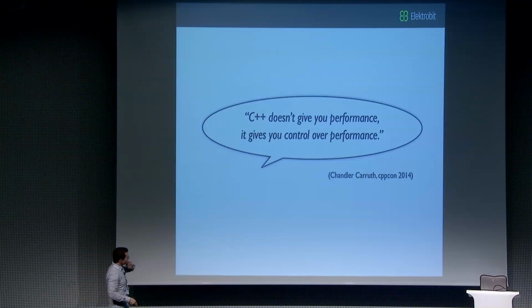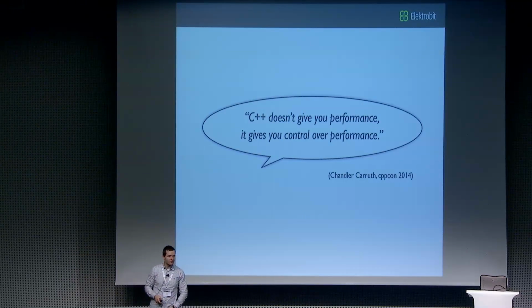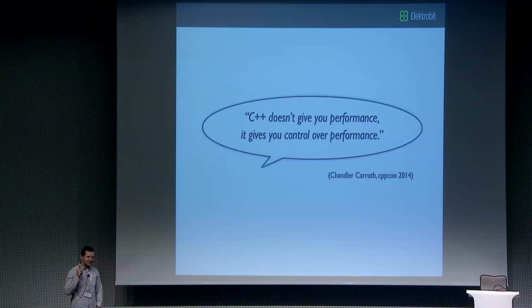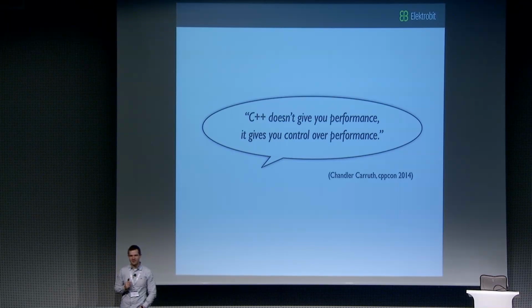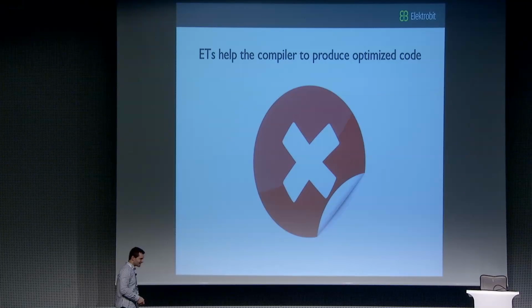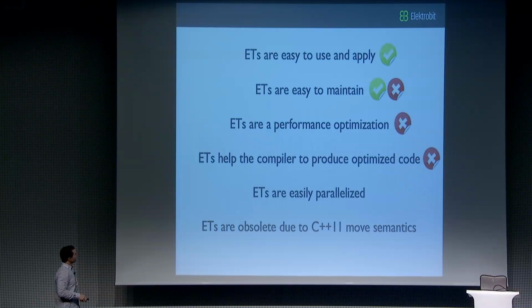So this year at CppCon 2014, Chandler Carruth told you exactly this thing. And I think this is, to the point, one of the best quotes that I can offer. C++ doesn't give you performance. It gives you control over performance. But you still have to make the best out of it. You cannot believe that the compiler will magically turn everything into fast code. It doesn't work like this, unfortunately. So, do expression templates help? No, not at all, not a bit. You are in control. You have to make sure it's working on your own. Okay.